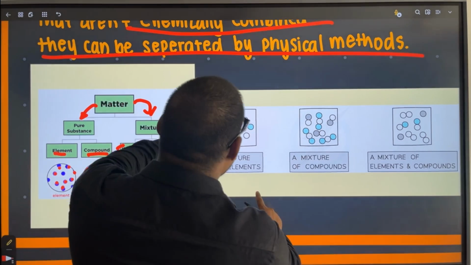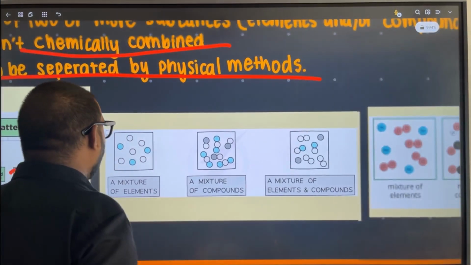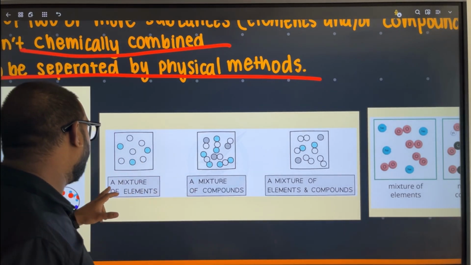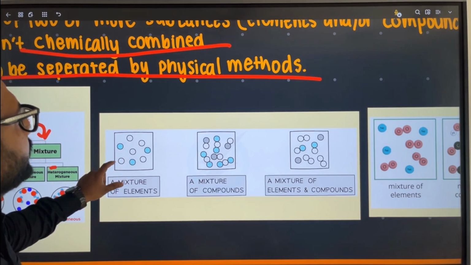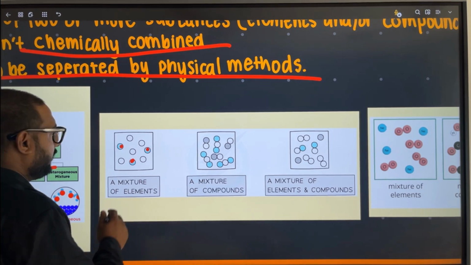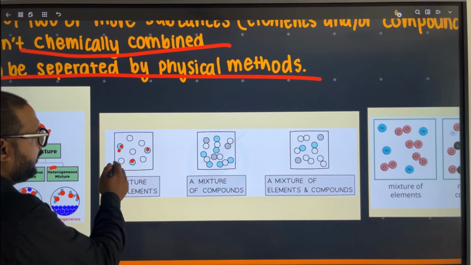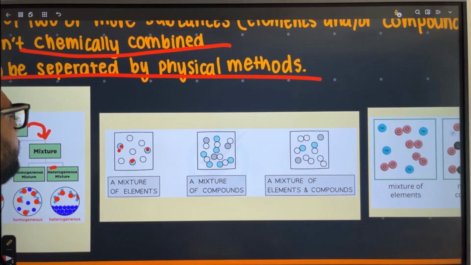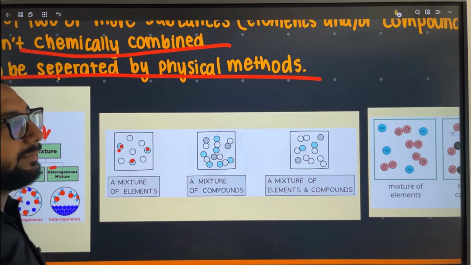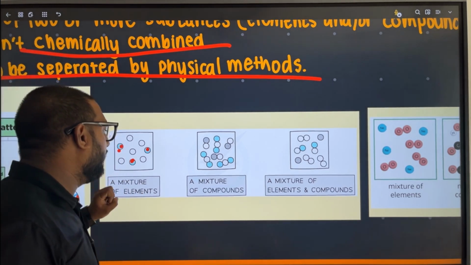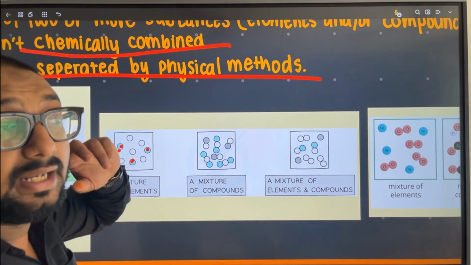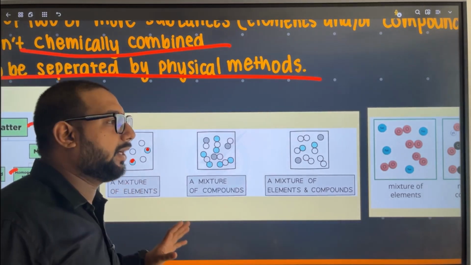Now if you see here, you will find images which show what a mixture of elements looks like. This is a mixture of elements. Here you have two different elements. One is these blue atoms, which belong to one element, and these white ones belong to another element. So this is a mixture of elements. Again, mixture means they are not chemically combined, they are just physically combined.